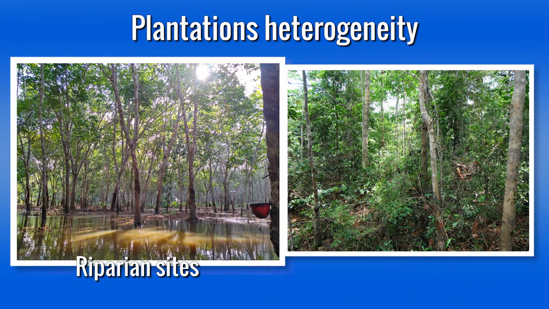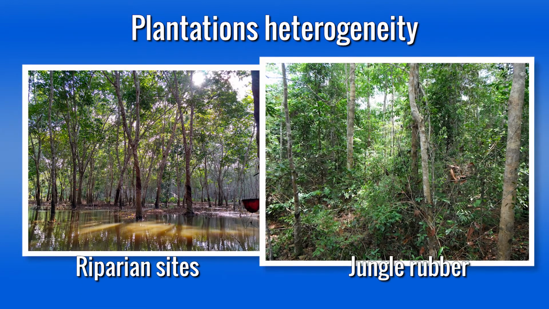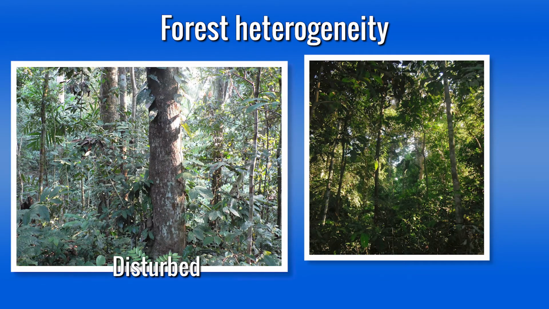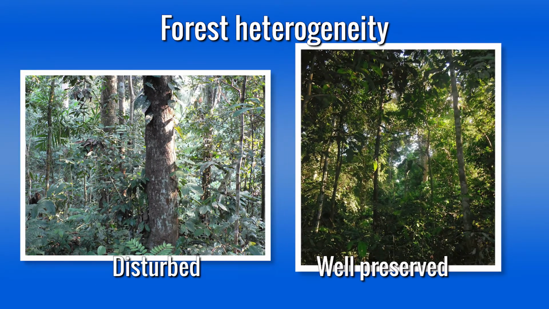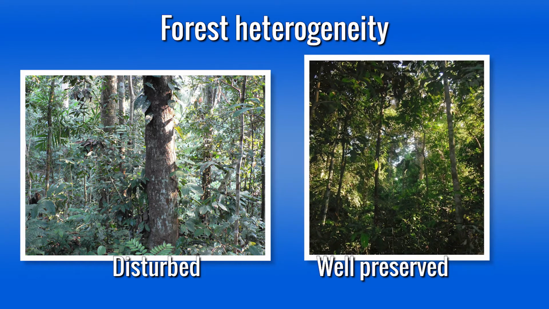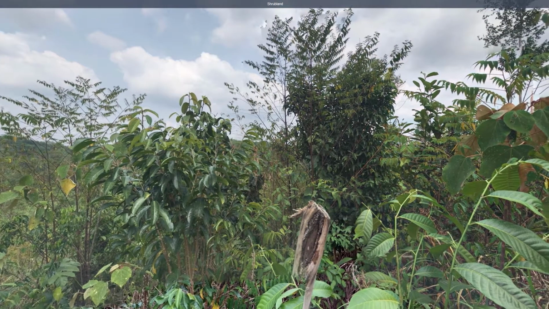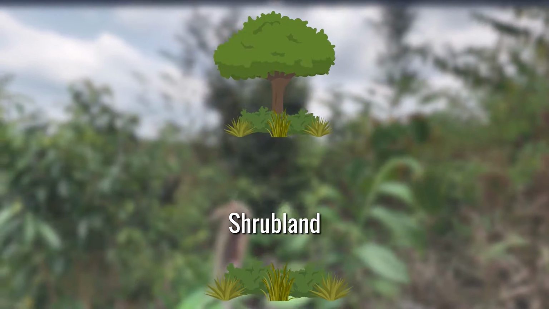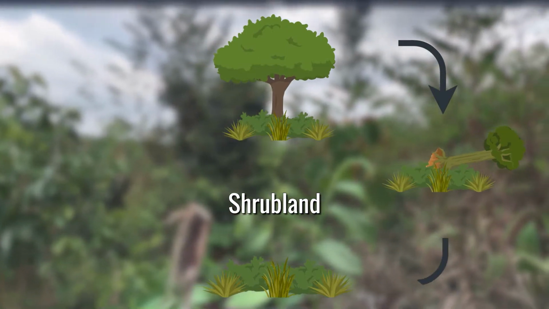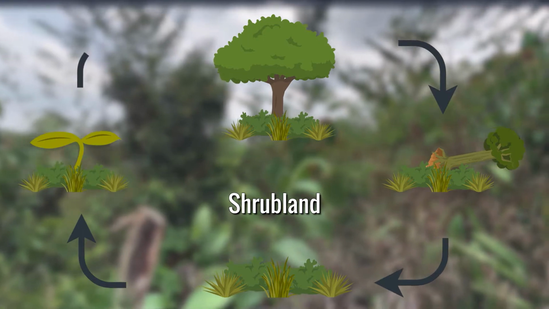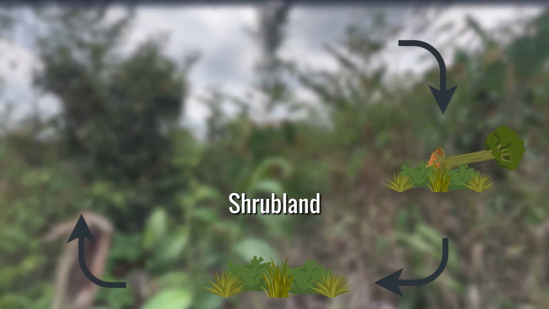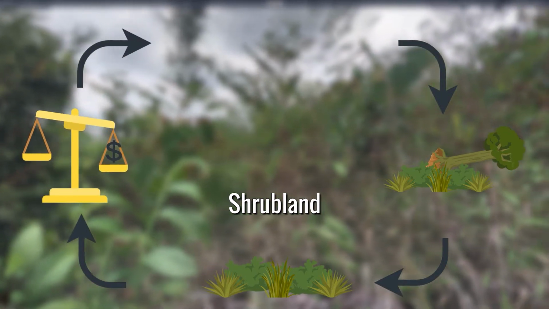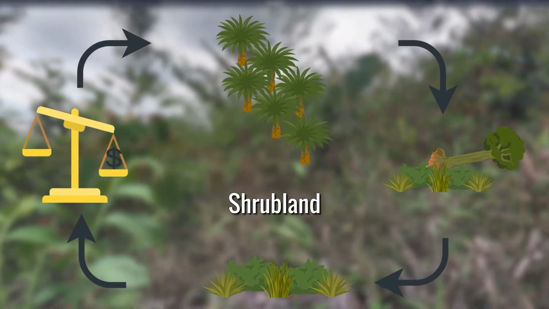We included riparian sites on the left and jungle rubber on the right. We have included disturbed secondary forest fragments on the left, as well as well-preserved forest sites in large contiguous forest areas on the right. And of course, we have shrubland as the new land cover type. Usually, forest precedes shrubland. Then trees are felled, and it would gradually develop into a forest again. But it rarely comes to that point, because shrubland is an intermediate fallow system that is eventually, in an apparent legal move, converted to rubber and oil palm plantations.